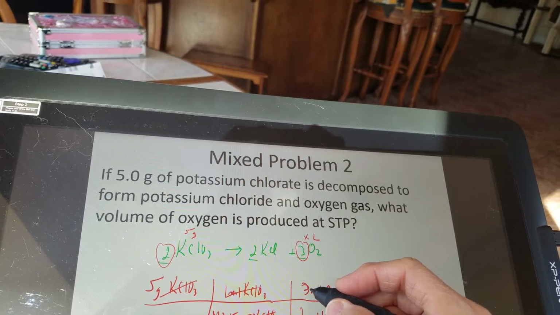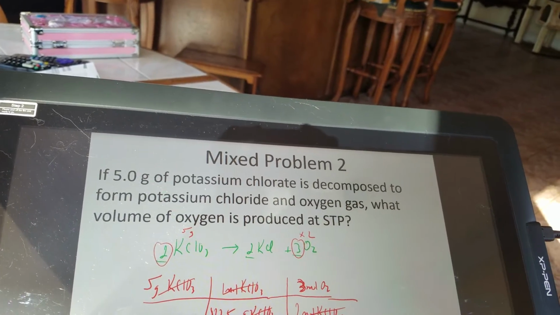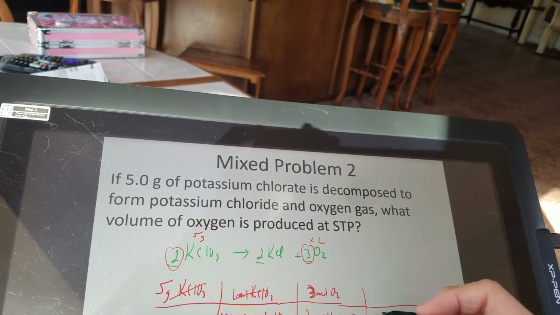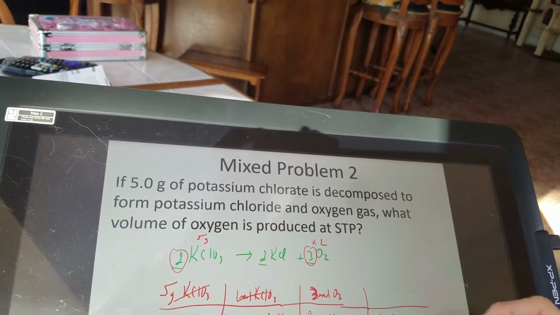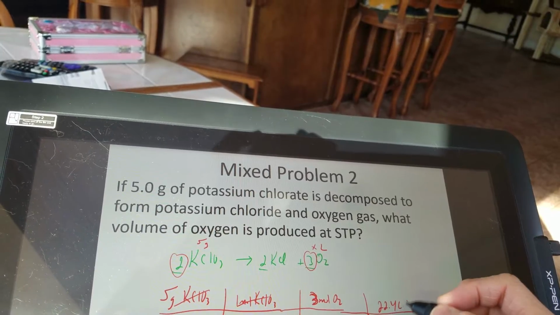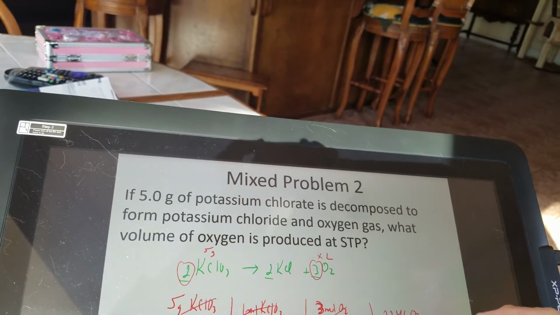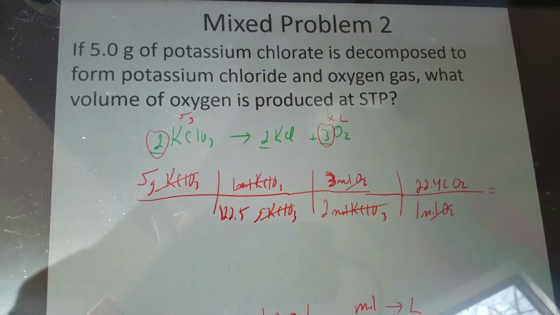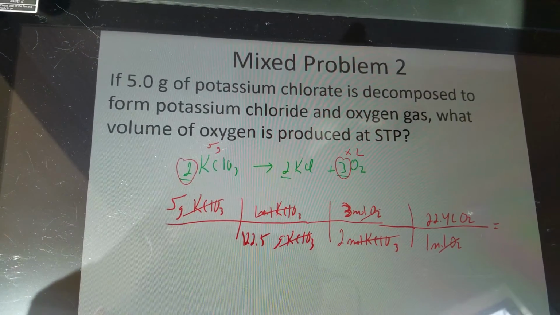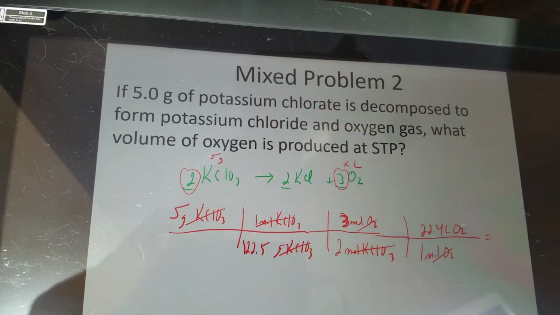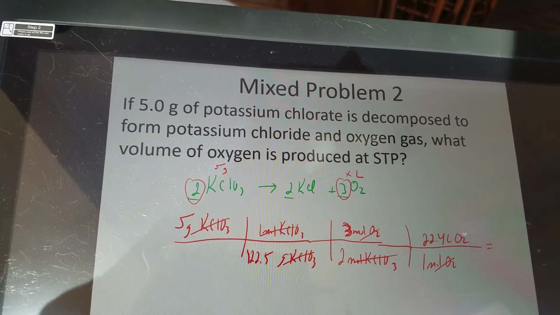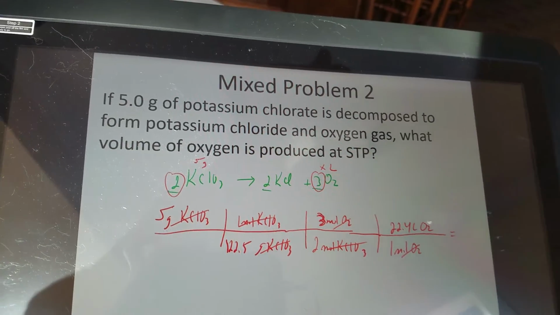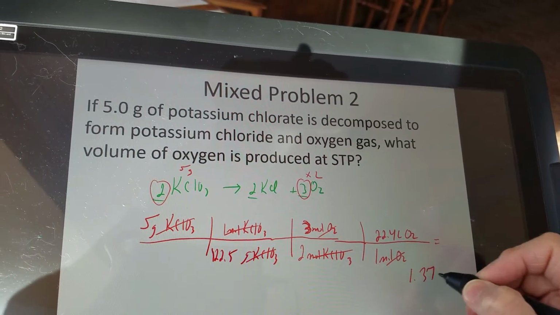And then finally, I want to go moles to liters. We know 1 mole of anything at standard temperature and pressure is 22.4 liters. So that's the conversion factor I use here. And now the rest is plugging in your calculator. So I'd have my 5 divided by 122.5 times 3 divided by 2 times 22.4. And I'm getting 1.37 liters of oxygen.